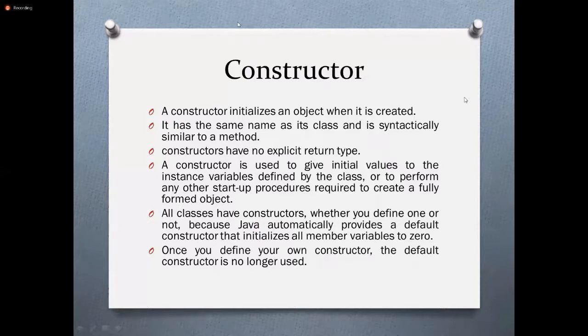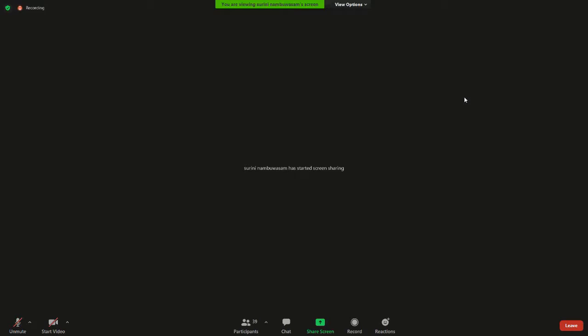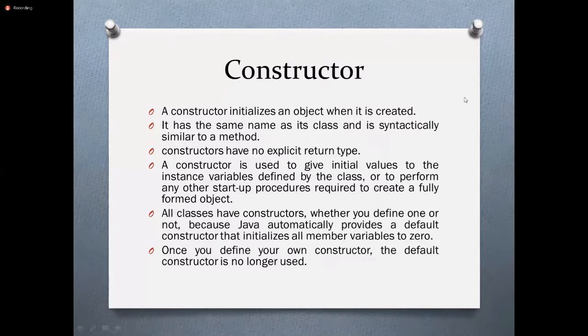If we take the constructor, then the constructor is used to initialize an object when it is created, right? I hope now you know what an object is. You were discussing this thing, the constructor. Then the constructor does not have an explicit return type, right?